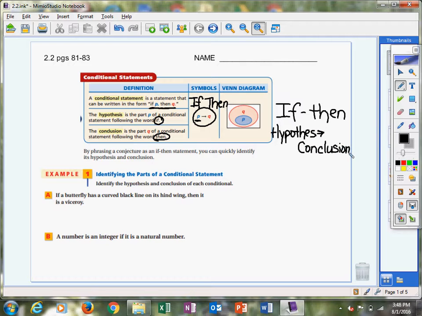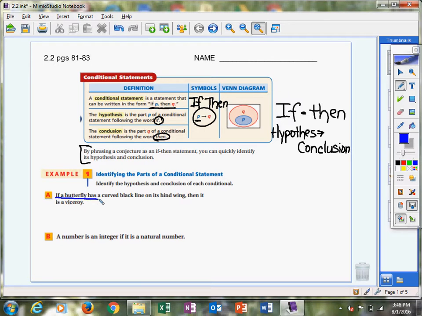Okay, so we're going to do a couple of examples, just kind of practice this. And this is really important. By phrasing a conjecture as an if-then statement, you can quickly identify its hypothesis and conclusion. So the first one's really straight up simple, okay? Now, I'm going to underline in blue. So if you have a blue highlighter or a blue pen, let's underline the if part of this.